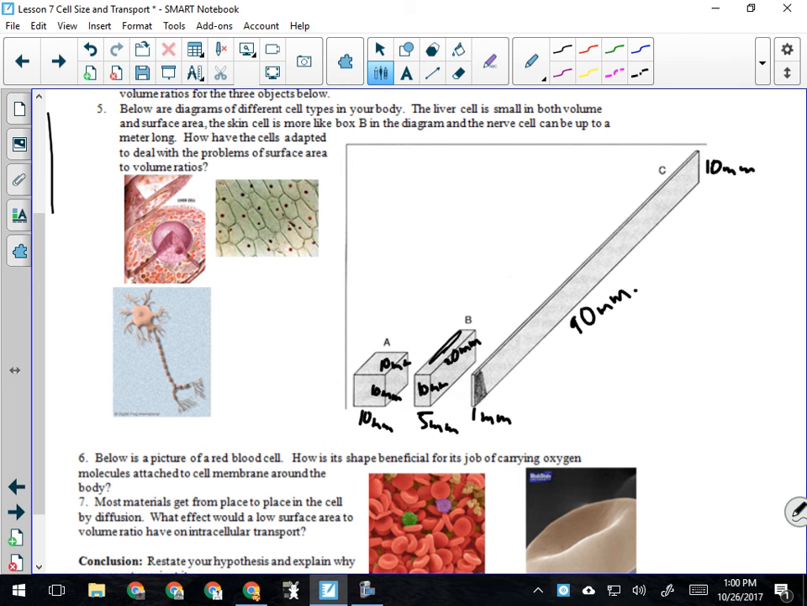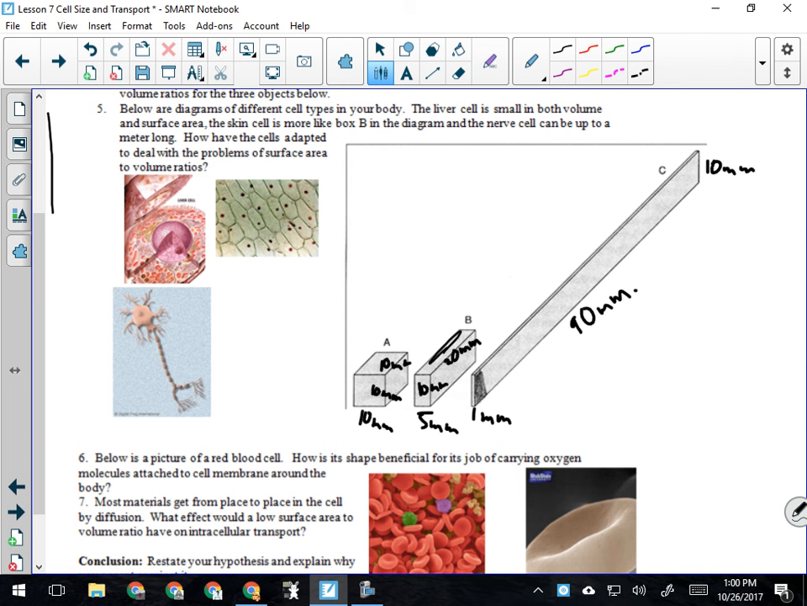Because what you're going to find is when you calculate the volume of these 3 cells, they're very close. The volume of these 3 cells is almost exactly the same, but their surface areas are quite a bit different. So what we want to look at is, is there something a cell can do in order to help its surface area to volume ratio if it has to be really big in one dimension?